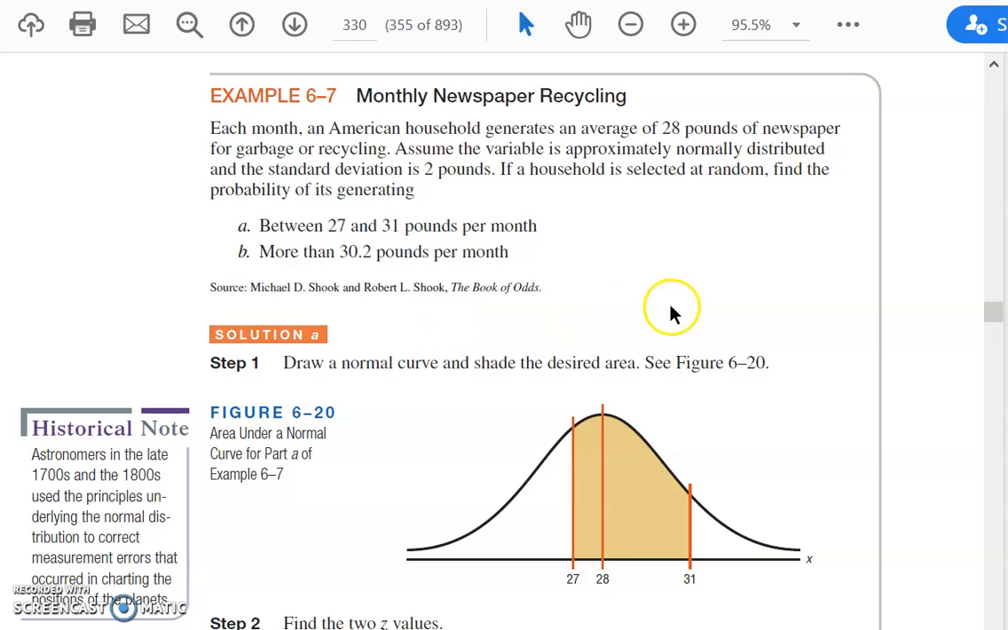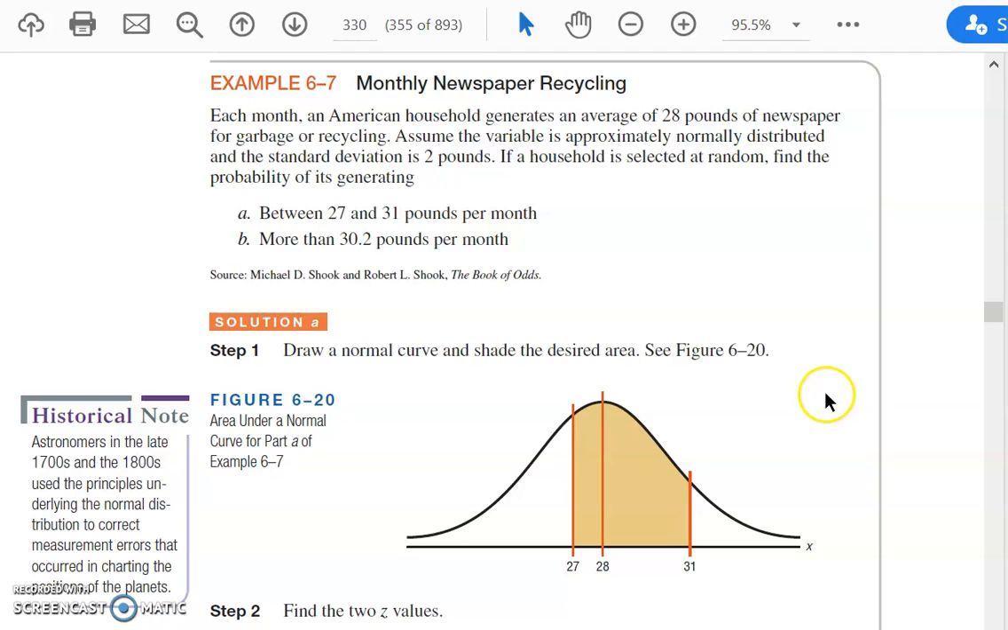And we want to find out the probability that it generates between 27 and 31 pounds per month. So this represents the population between 27 and 31. On average it's 28, the mean is 28. But how would you figure out what percentage is between 27 and 31? Well, fortunately, we have statistics to figure that out. That's problem A. Problem B is more than 30.2 pounds.